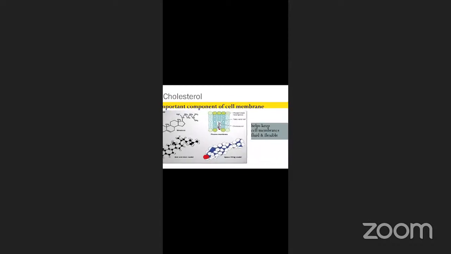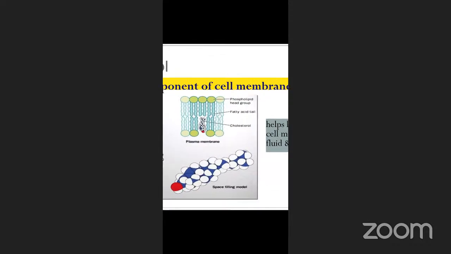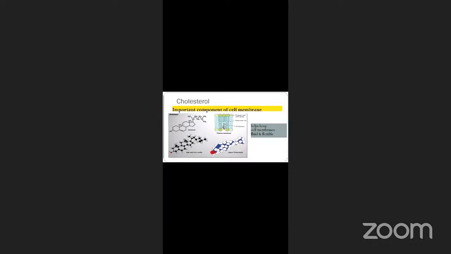So they are an important component of the cell membrane. Here we can see in the plasma membrane, in between, we have cholesterol. Because our cells are not meant to be rigid, they should be flexible. So for their flexibility and fluidity, the presence of cholesterol is very important in the cell membrane.